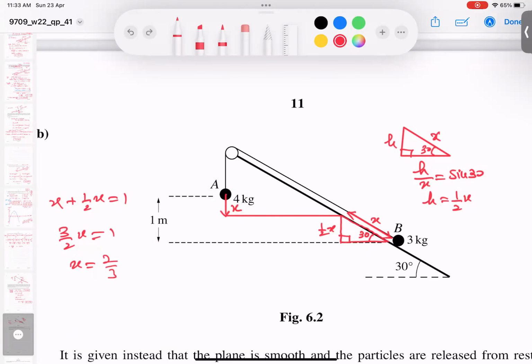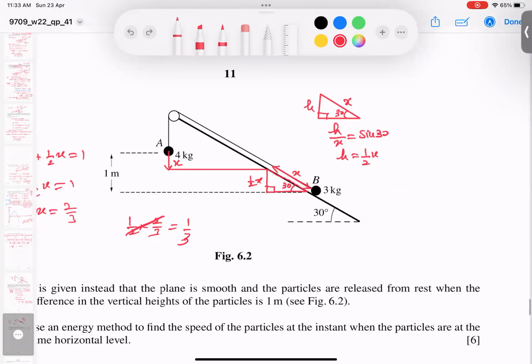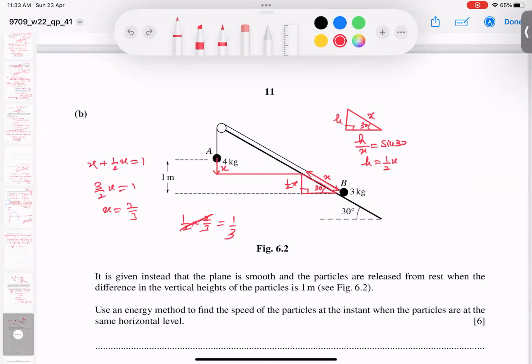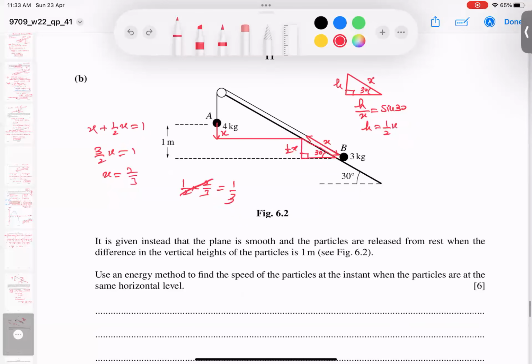It means it will travel downward 2 by 3, and it will travel 2 by 3 into half. So it means it will fall down 2 by 3, and it will go up 1 by 3. Okay, so 1 by 3. So we got it, it's very clear. I think now the concept is very clear.